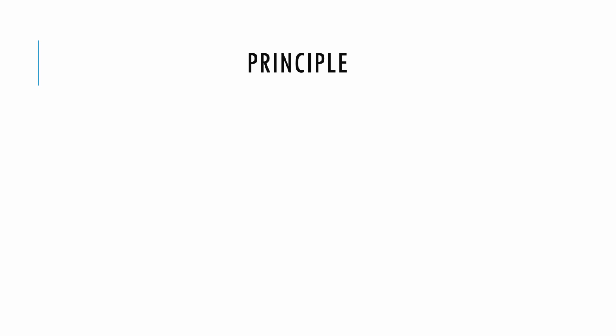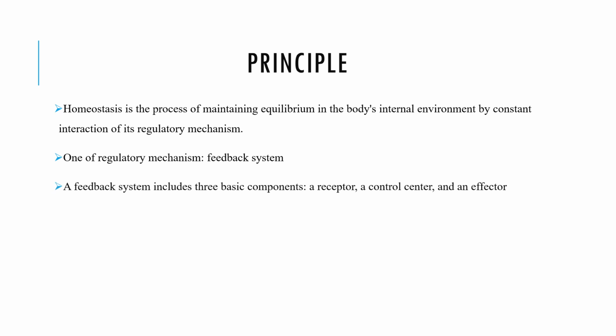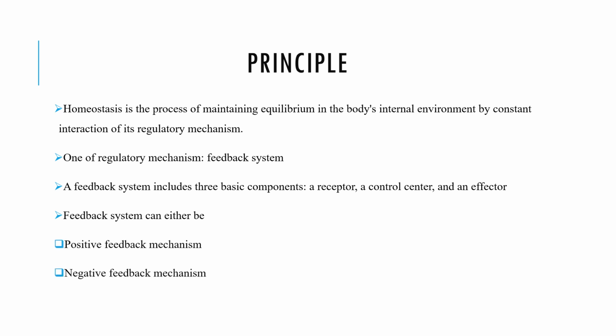Principle behind this experiment. Homeostasis is the process of maintaining equilibrium in the body's internal environment by constant interaction of its regulatory mechanisms. In our body we have different types of regulatory mechanisms. One of them is the feedback system. A feedback system includes three basic components: a receptor, control center and the effector. The feedback system can be either a positive feedback system or a negative feedback system.